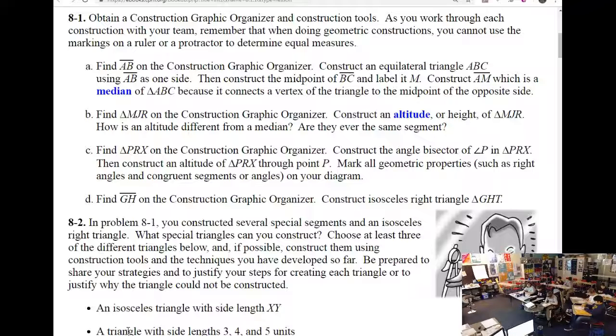Wait, so an altitude is where it goes down from an angle and hits the other side at a right angle, so it's perpendicular to the other side. I'm trying to take a step back, but what you said is correct. So it's perpendicular to the side. There can be an altitude of any one of the sides.